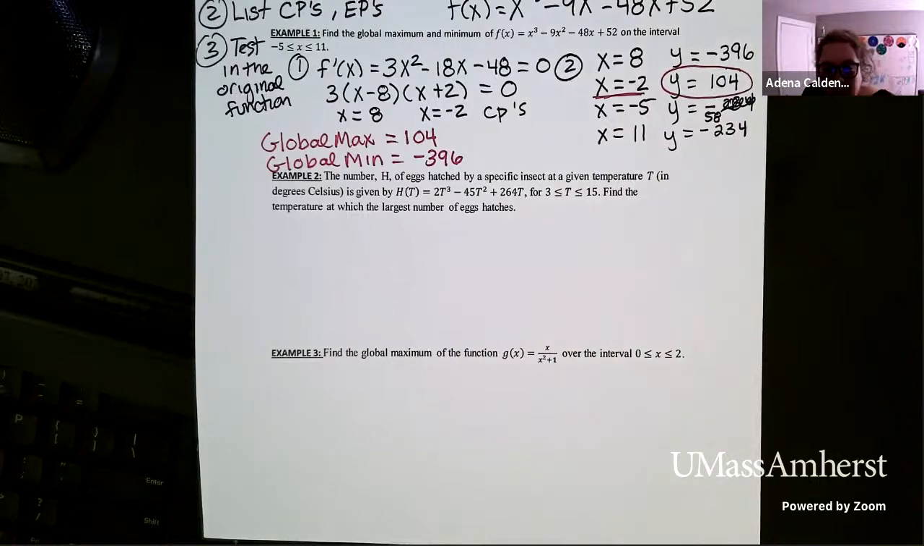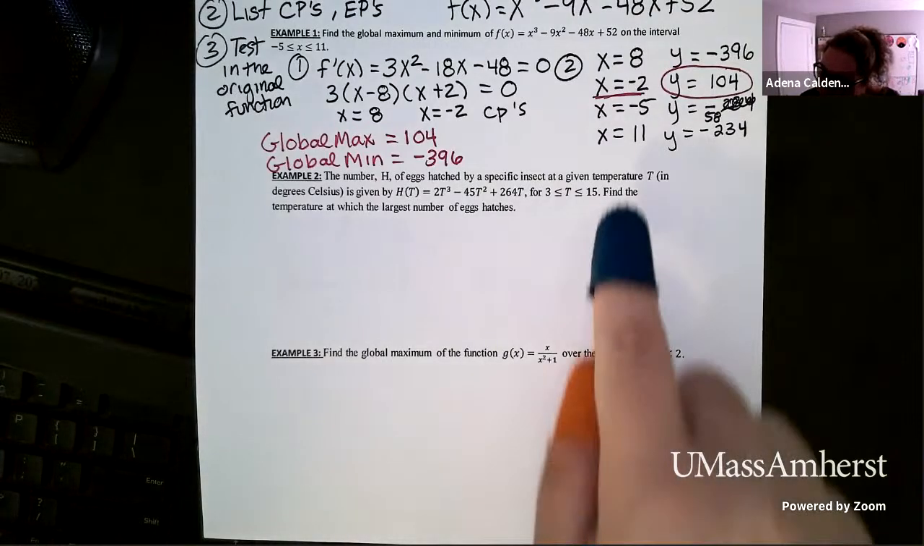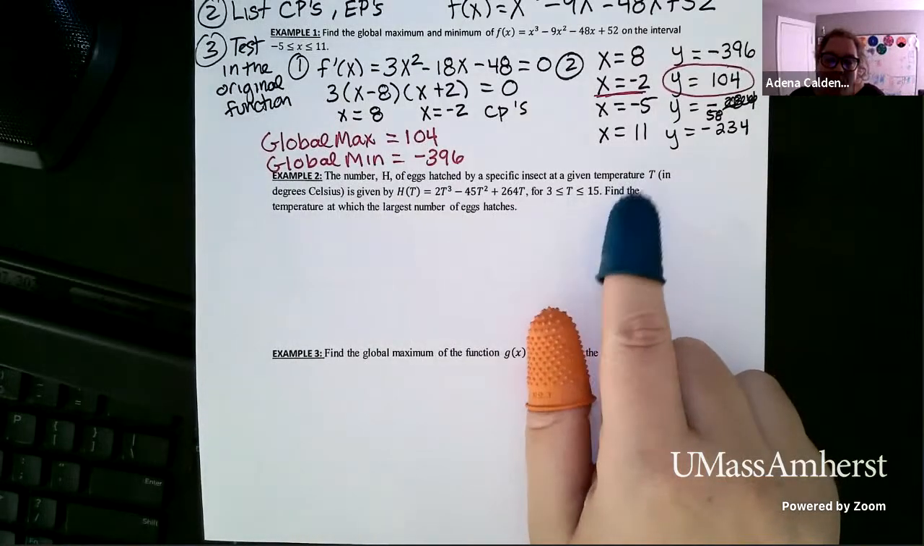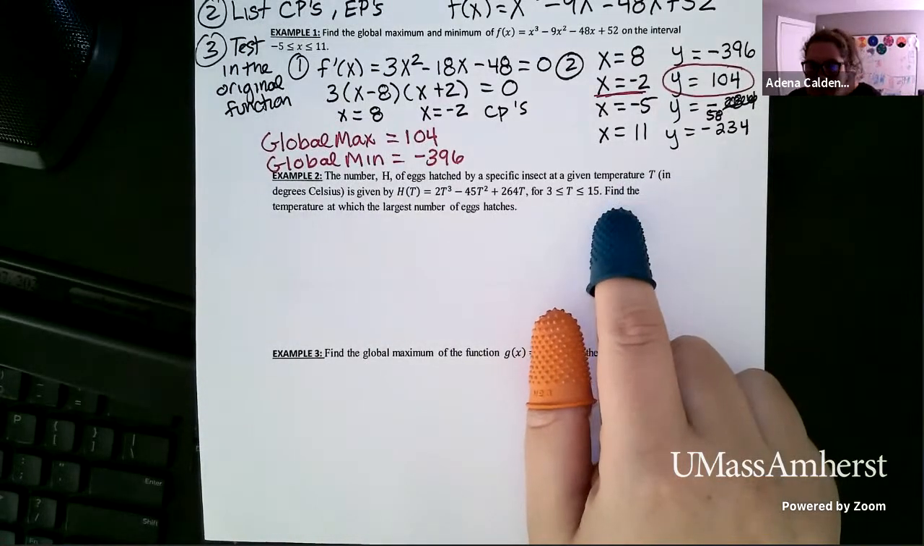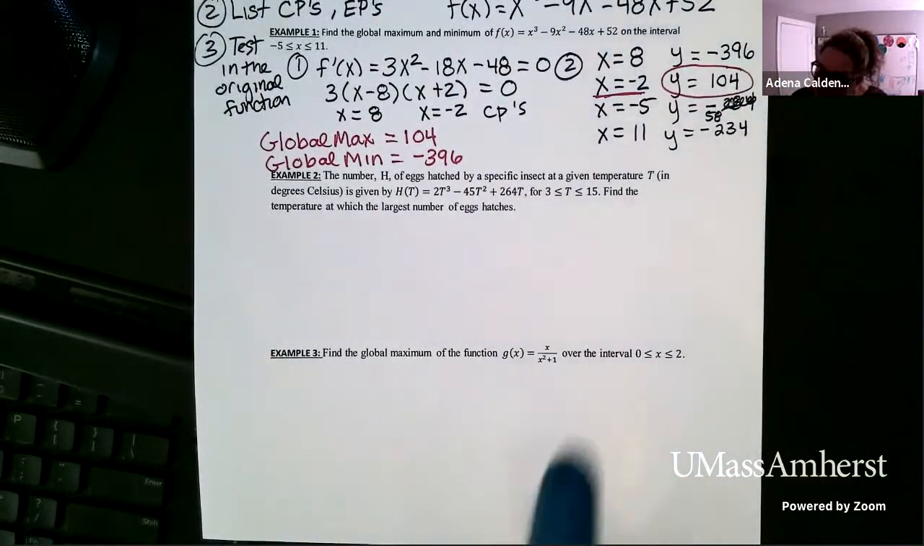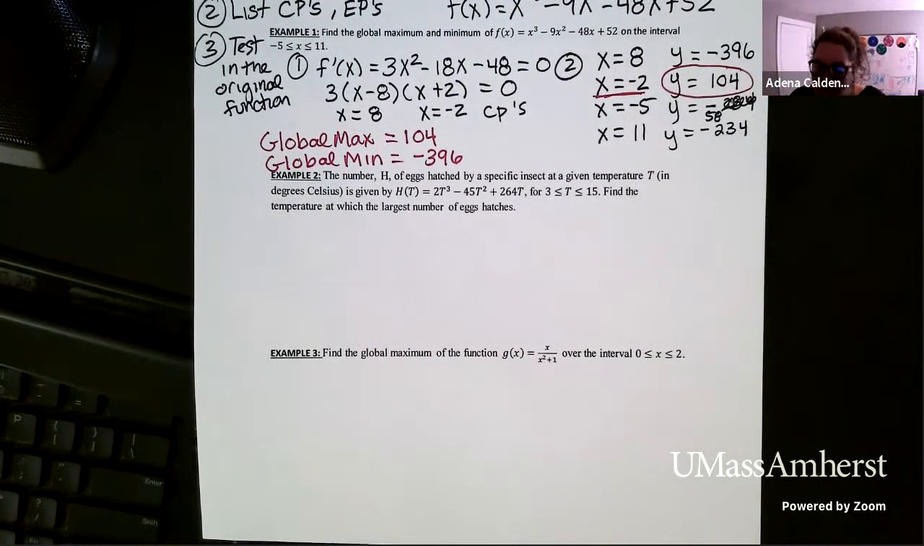We're going to look at 2 problems here that are both algebraically based and use the same process that we just looked at. The first one is about the number of eggs hatching. We want to find the temperature T at which the largest number of eggs hatch. So we're looking for the global maximum, but we're actually looking for the T, the independent variable, like the x. But the process is the same. We have to compare the dependent values.